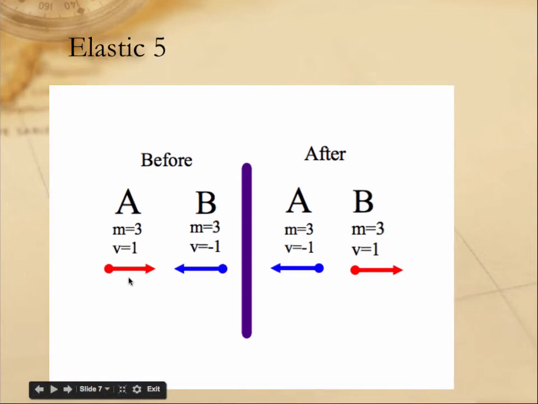Same thing with elastic 5. They come towards each other at the same velocity and the same mass, so they bounce back at the same velocity, opposite directions, and the same mass.